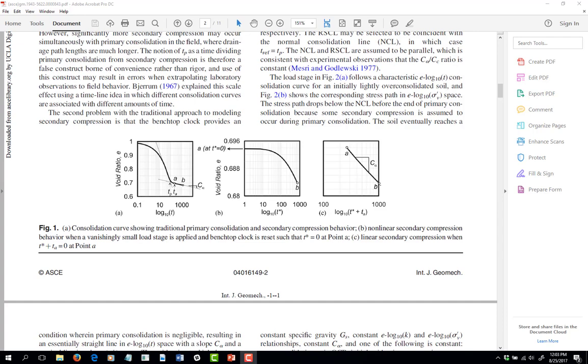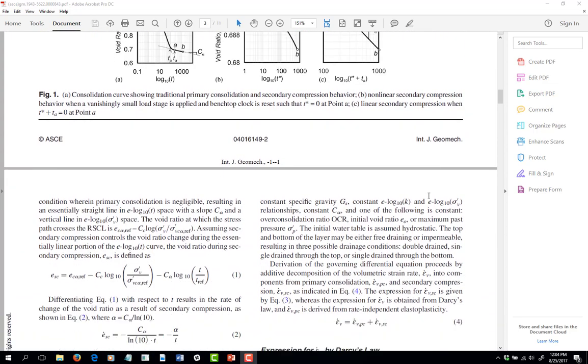It turns out that the state of the soil doesn't really know anything about time, right? The state of the soil, I guess, knows its current stress level, it knows its current void ratio, but the soil doesn't know anything about an arbitrary time reference that's in the form of a benchtop clock that's usually set to 0 at the time that a load is applied.